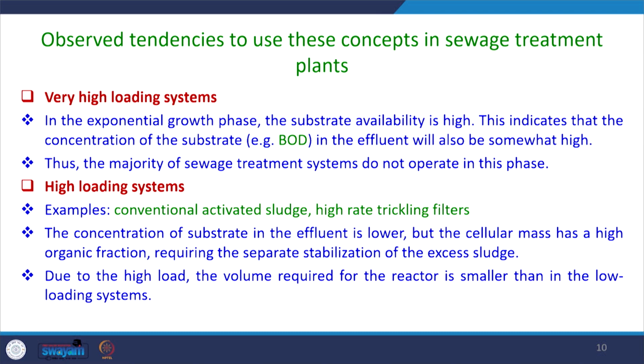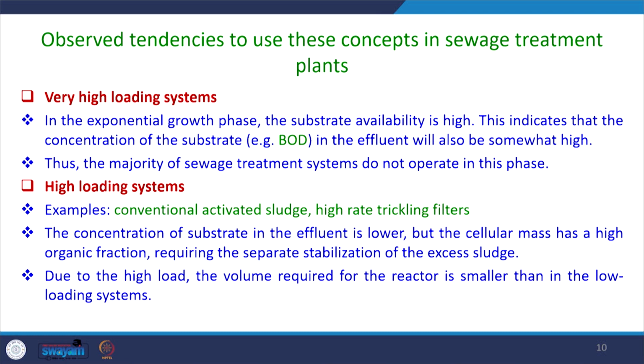If very high loading systems are there, that means the substrate is very high. So, in the exponential growth phase the substrate availability is high. This indicates that the concentration of substrate, for example BOD in the effluent, will also be somewhat high, and thus the majority of sewage systems do not operate in this phase. Very high loading systems are not very common because BOD is generally average.